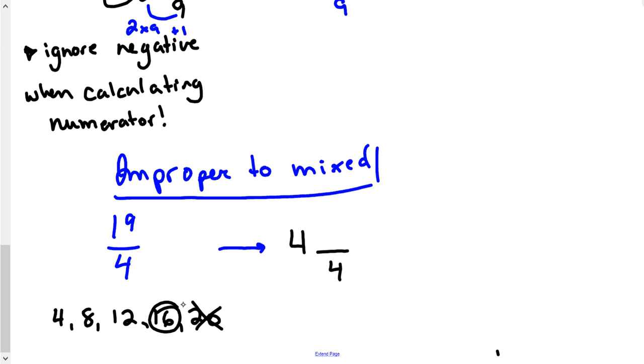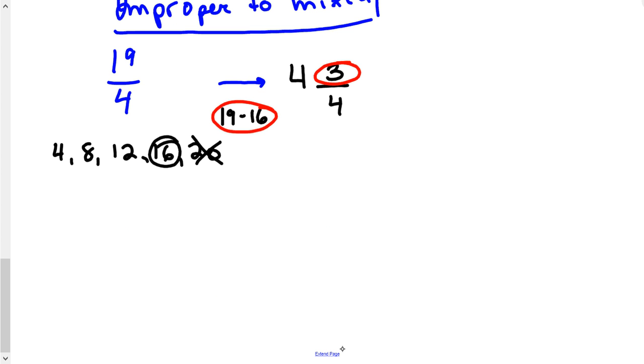So if I've already taken up 16 here, we just have to go 19 minus 16, and that gives us our number right here. I'm going to circle it in red so you know where it came from. The other way that you can do it is you can divide and just see what the number is for the whole value and ignore the decimals.